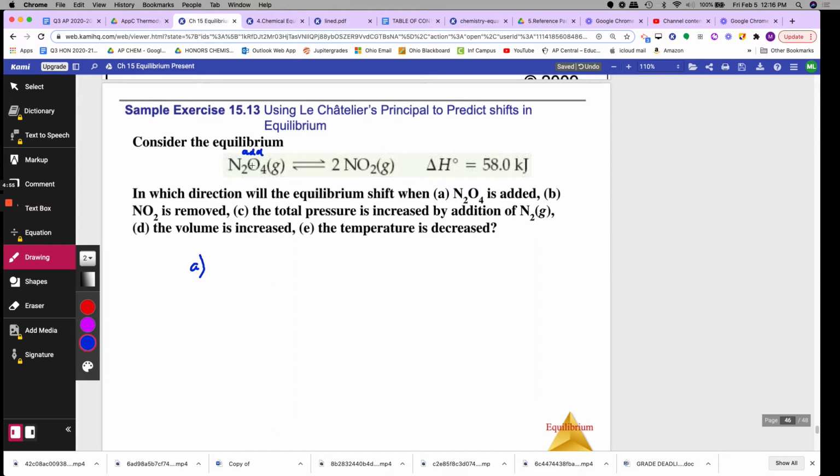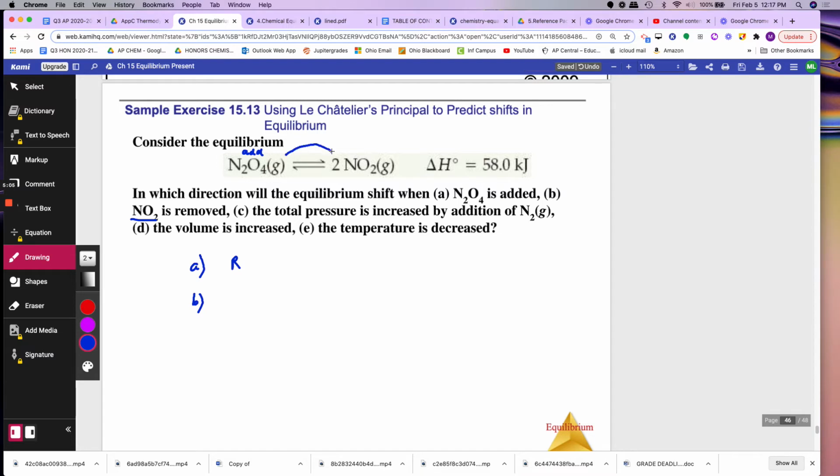Okay, so if you add N2O4, it's going to go to the right. Letter B. If you remove NO2, take this away, it's going to fill it back up, so it's still to the right. C, the total pressure is increased by adding N2.